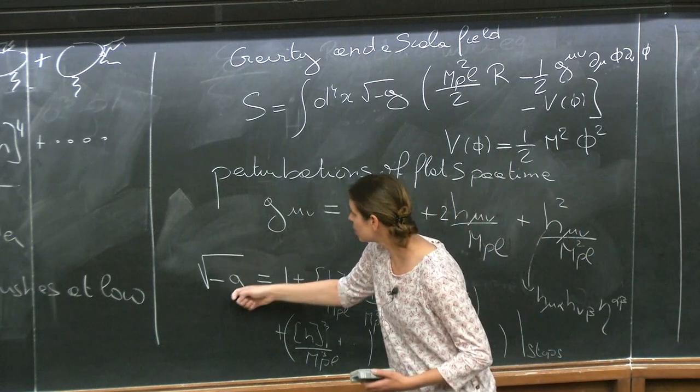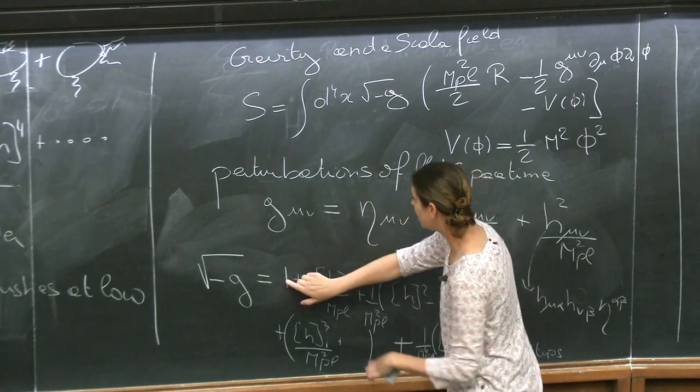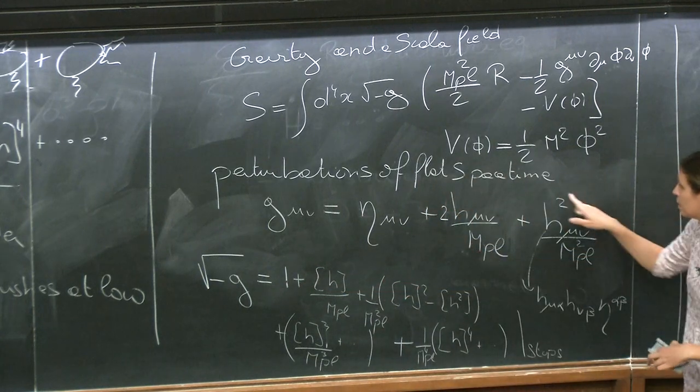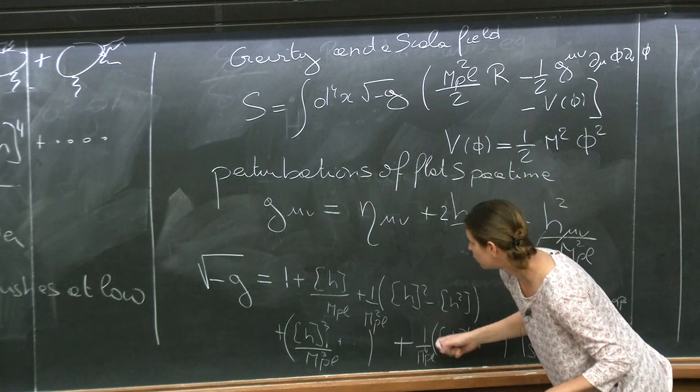So the square root of minus g here? Yeah, it gives you one. So this contribution gives you one, and then from these perturbations, it gives you these four terms.